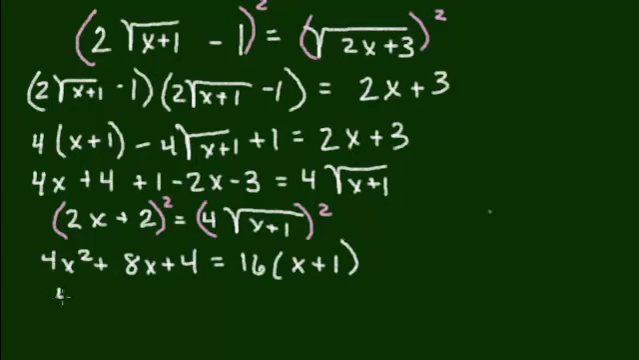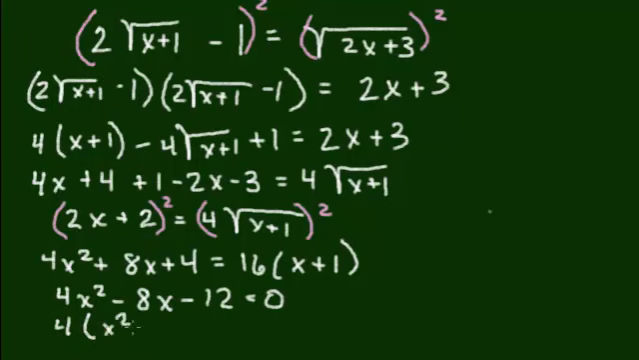I'll have 4x squared. I'm going to distribute the 16 and bring them over. So it'll be 8x minus 16x. It'll be minus 8x. Then I'll have a plus 16 here, but I'm scooting them over. So plus 4 and a minus 16 is minus 12 equals 0. Then I'm going to see, I can pull 4 out of here. It'll make it a little prettier.